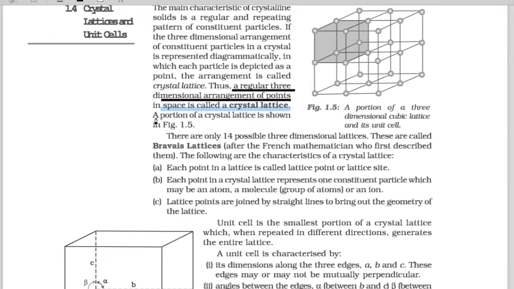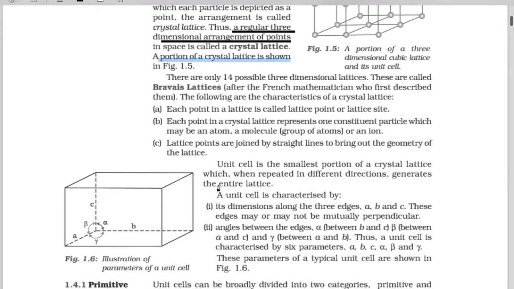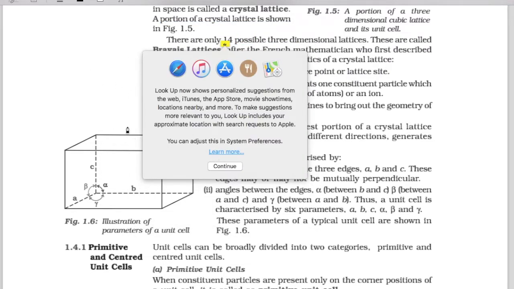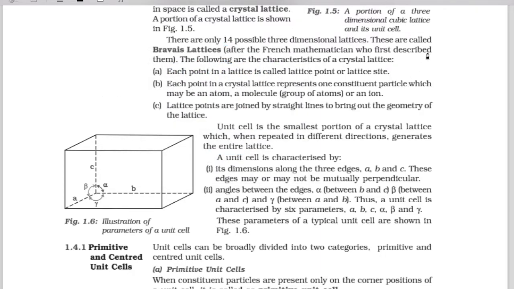A portion of a crystal lattice is shown in this diagram. There are only 14 possible three-dimensional lattices. These are called Bravais lattices.